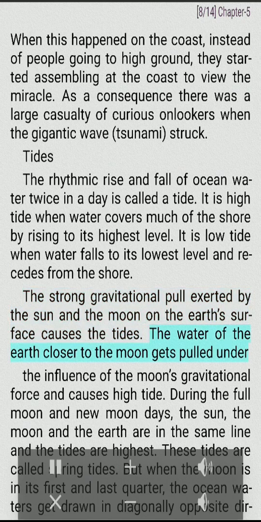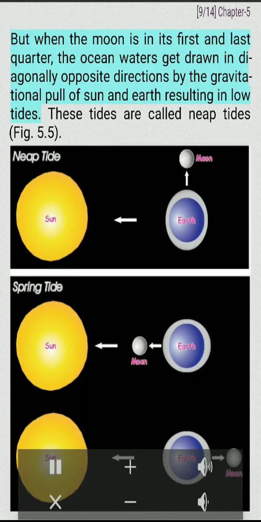The water of the Earth closer to the moon gets pulled under the influence of the moon's gravitational force and causes high tide. During the full moon and new moon days, the sun, the moon and the Earth are in the same line and the tides are highest. These tides are called spring tides. But when the moon is in its first and last quarter, the ocean waters get drawn in diagonally opposite directions by the gravitational pull of the sun and the moon, resulting in low tides.